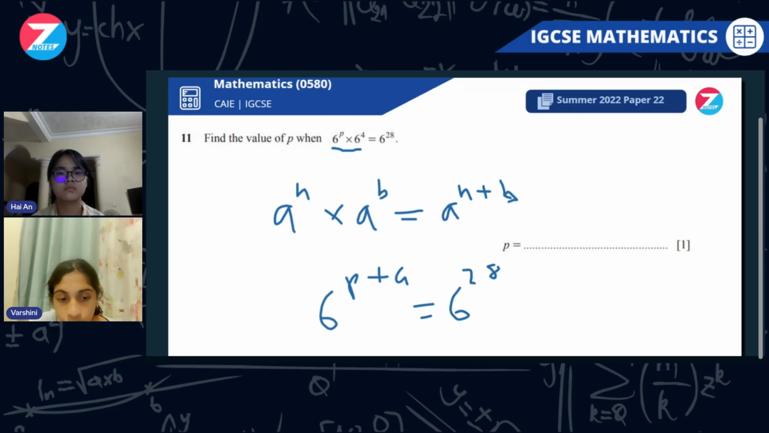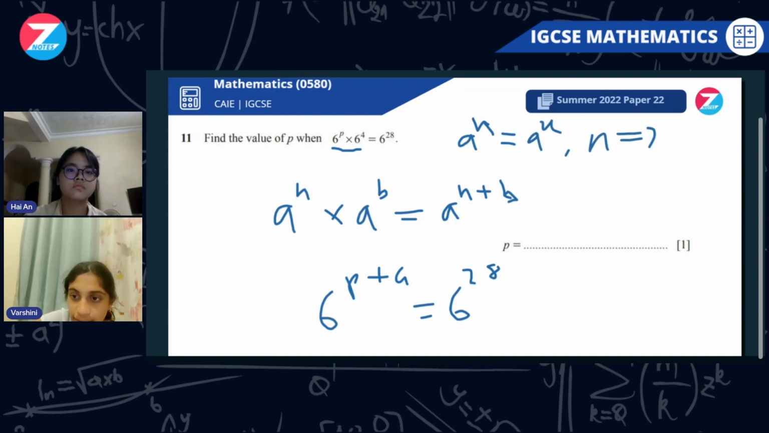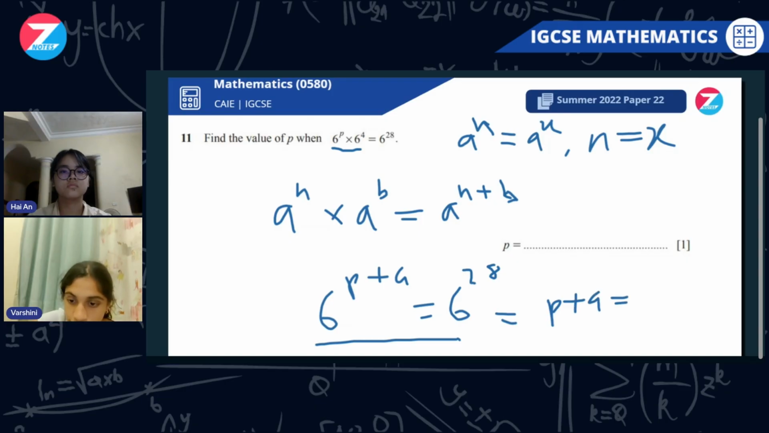And we also know that when we have a to the power n equals a to the power x, n is going to equal x. So in this scenario with the 6's, the powers are going to be equal. So we can say that p plus 4 equals 28. Now all we have to do to find p is subtract 4 from both sides, and we get p as 24.